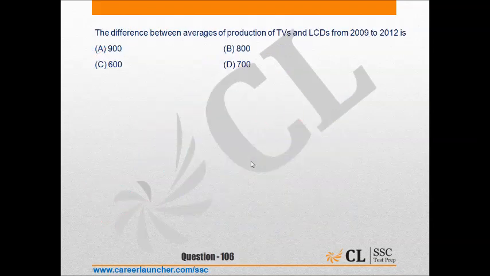So TV is 39,000, LCD is 35.4. To solve this, I have to find out the value of this. I'll simply do 39 minus 35.4 divided by 4, this will give me 3.6 by 4 or 0.9. I know this value is in 1000, so this will become 900. My answer is option A.